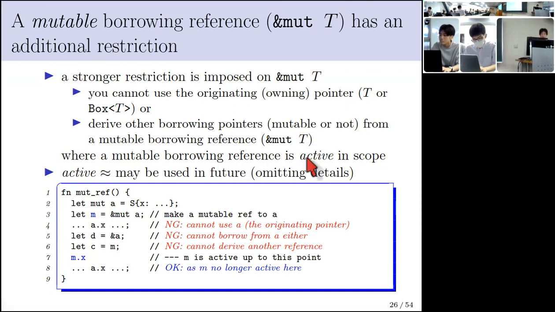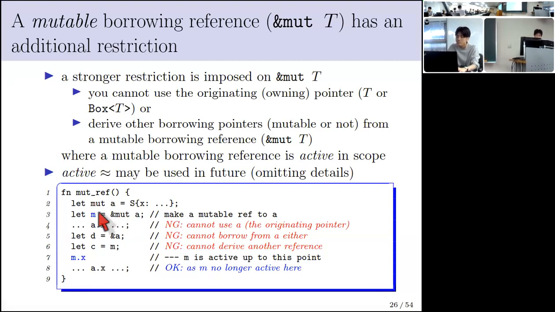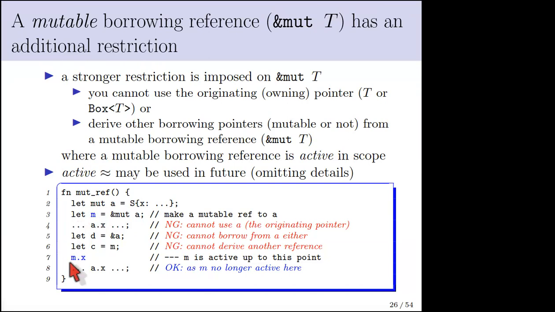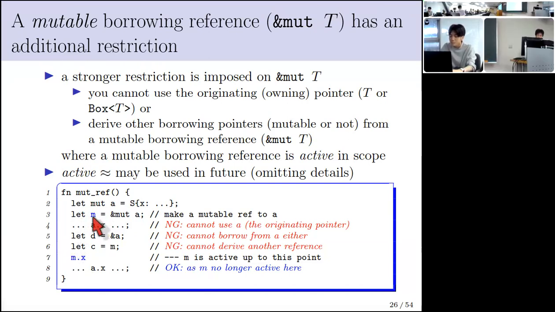What I mean by active: let's consider this example. You make a mutable reference to this data structure created here, and let's suppose you are going to use this mutable borrowing pointer here.